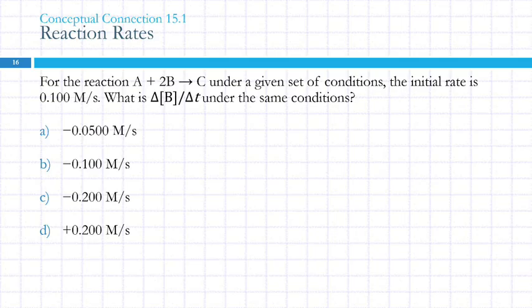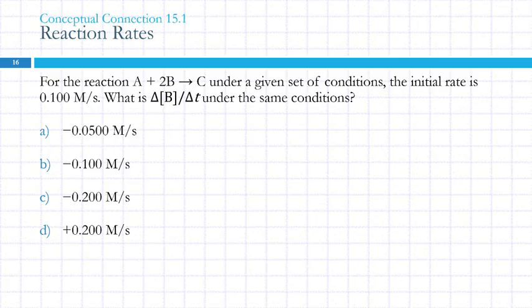This is a conceptual connection problem. So this means we're just talking about the concepts as opposed to solving mathematical problems. So here we have a reaction with A reacting with 2B, going to C. Got a given set of conditions. It doesn't matter what they are. The initial rate of the reaction is 0.1 molarity per second. And this is asking us, what is the rate of change of B under the same conditions?